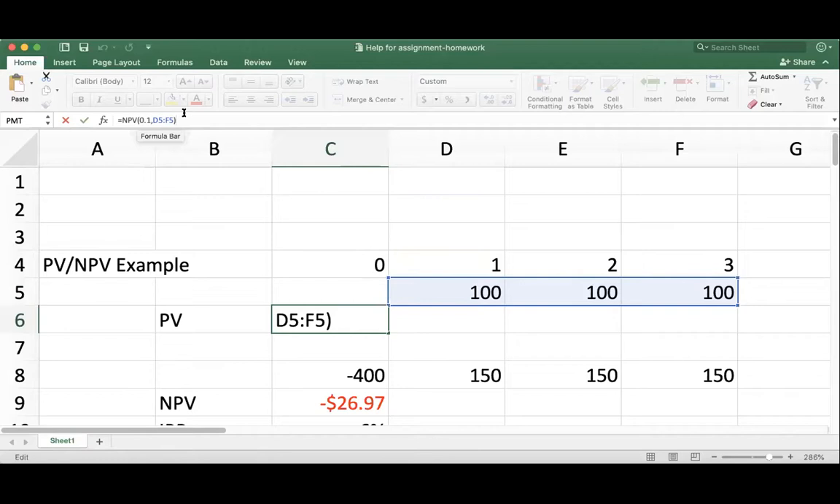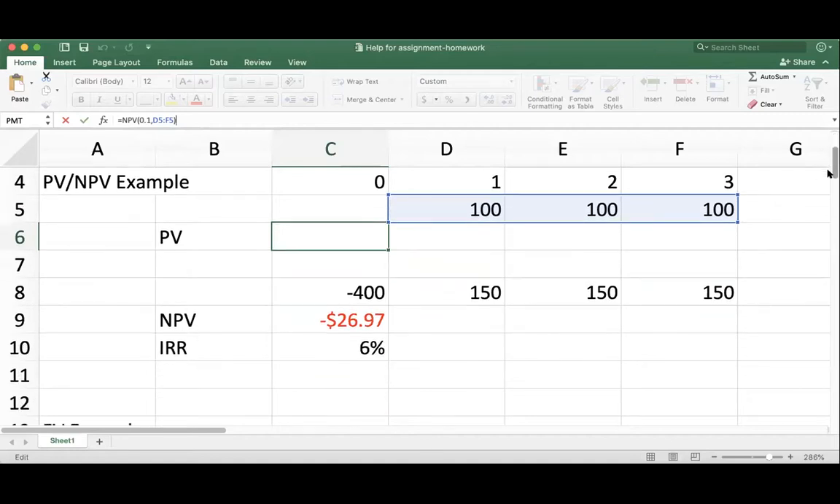So I know it's a lot of detail, but clicking on the back of the formula bar will highlight the ranges so that you don't get off on them. It's very easy to go over 1 or under 1. So now let's move to this idea of the NPV. Let's look at the difference with the NPV.